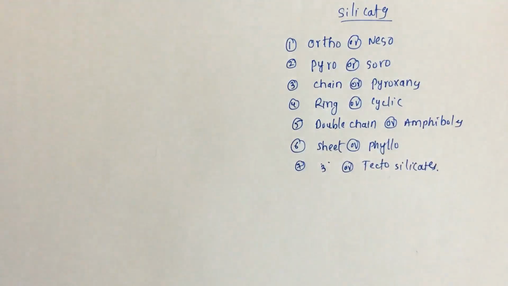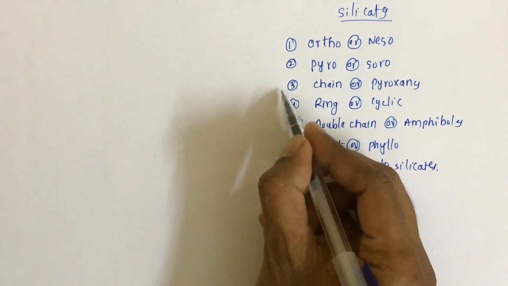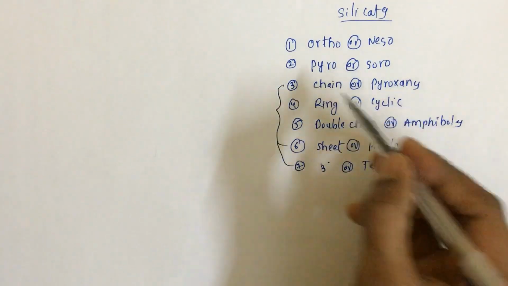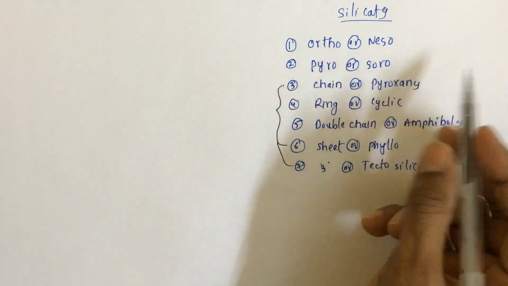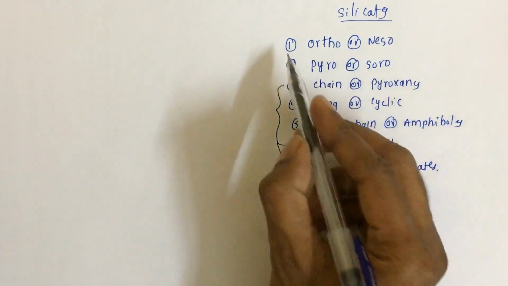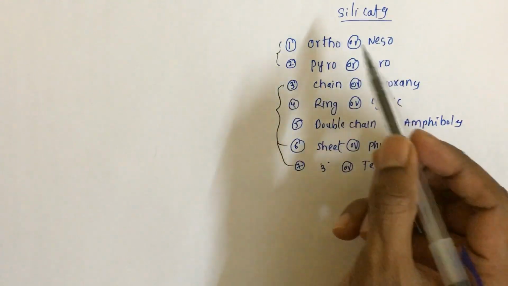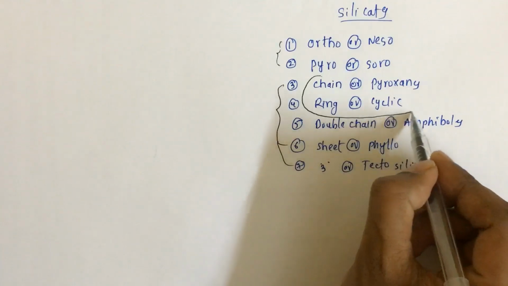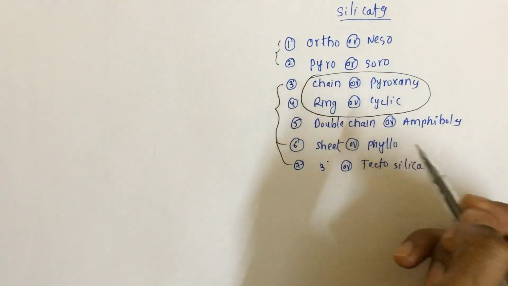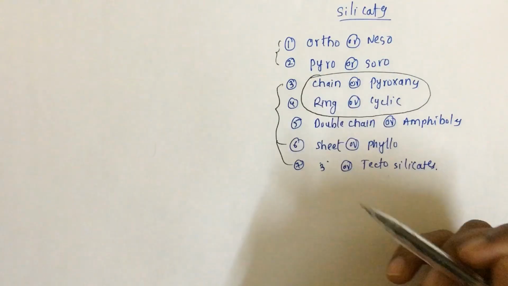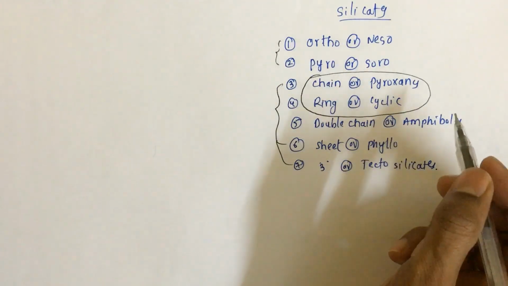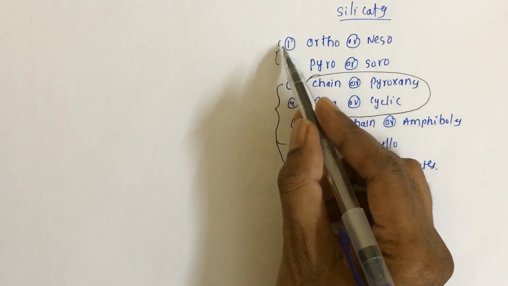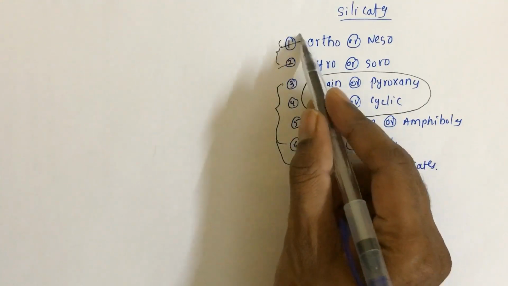Among all these seven, these five are very important. Ortho and pyro are not that important because these two are very easy to remember and there is not much confusion. Whereas there will be confusion between chain silicates and ring silicates. It's very simple. I will explain in detail so that it will be easy. First I will start with the ortho.